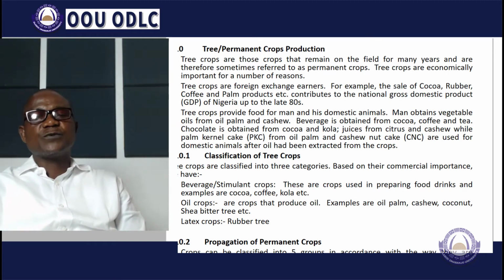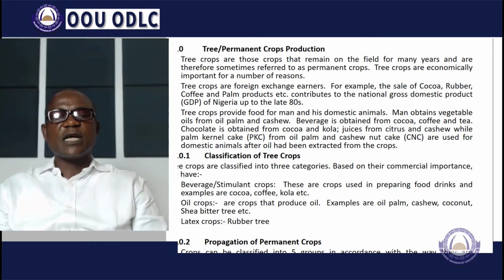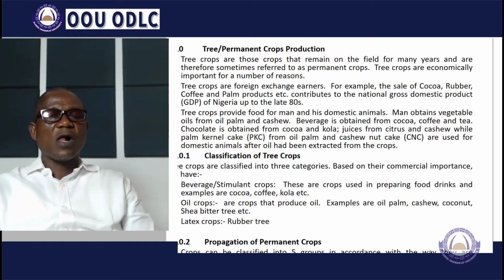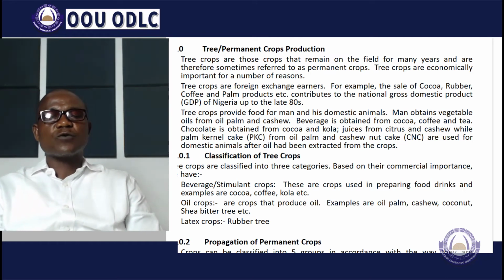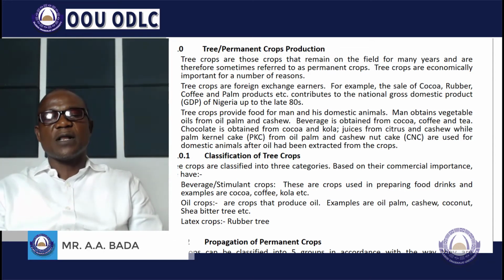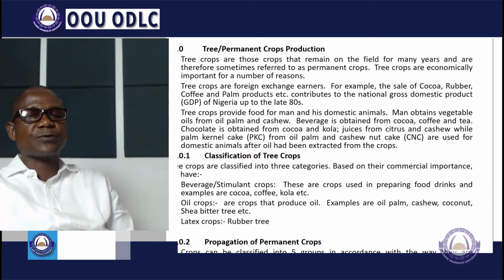Classification of tree crops. Tree crops are classified into 3 categories based on their commercial importance, and these are: 1. Beverage or stimulant crops, 2. Oil crops, 3. Latex crops. The beverage and stimulant crops are those used in preparing food drinks, and examples are cocoa, coffee, cola, etc. Oil crops, these are crops that produce oil. Examples are oil palm, cashew, coconut, and shea butter tree.